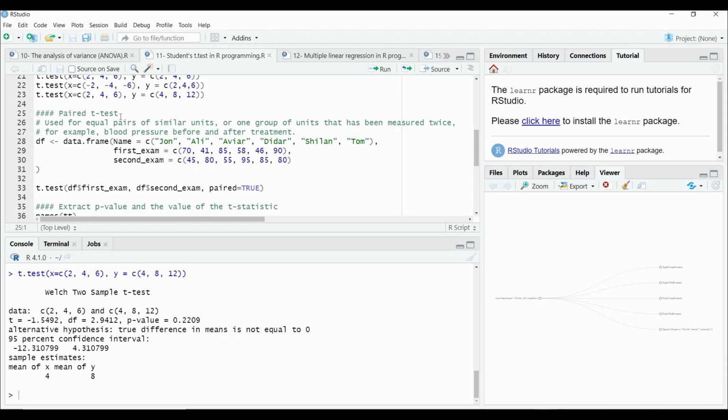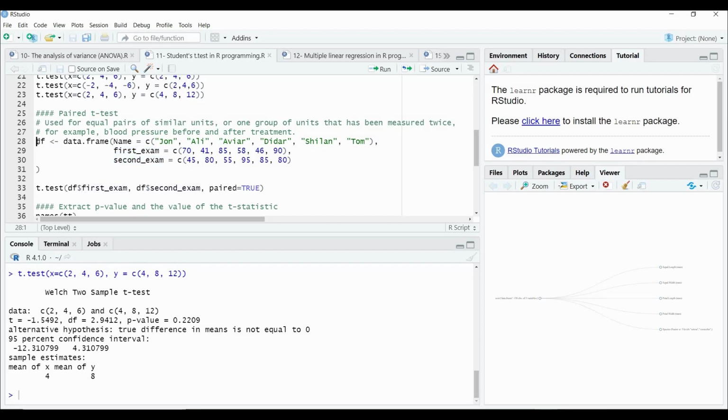Another type of t-test is the paired t-test. This type of t-test could be used for equal pairs of similar units, or the same population at two different times. Let's say a group of students and we have exam scores, the first exam and the second exam.